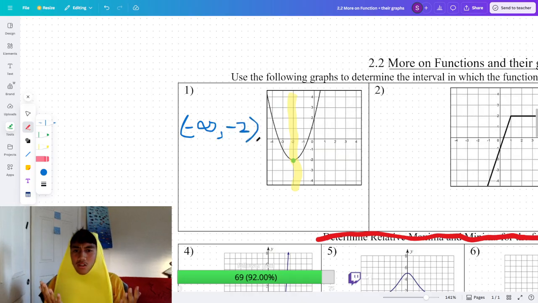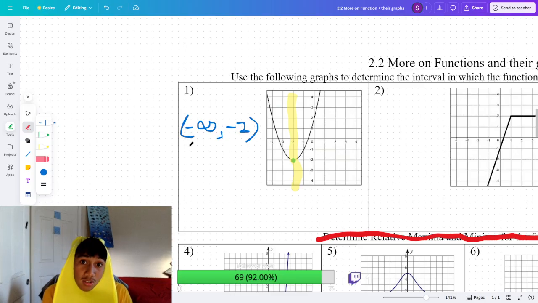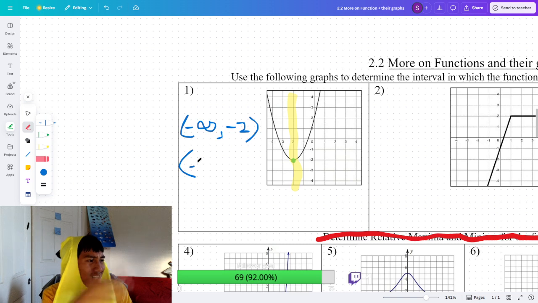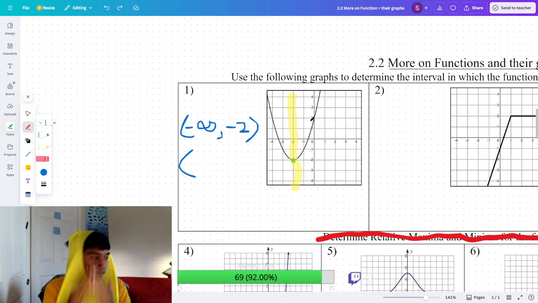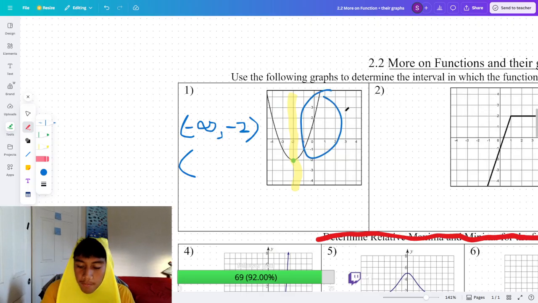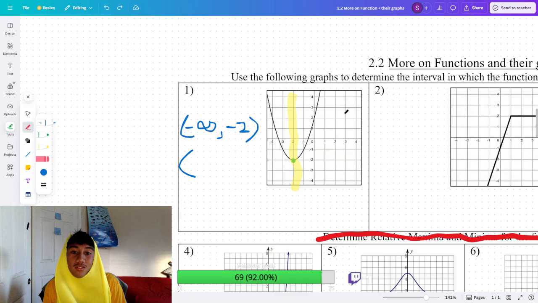Now wait, are we done? Not yet. Banana Joe's gonna slip into some more math. What the heck? I'm gonna blur that out. Okay. Now that we read the left side of the graph, we gotta plot the right. Now that we found the intervals of the left side, let's find the intervals on the right side.